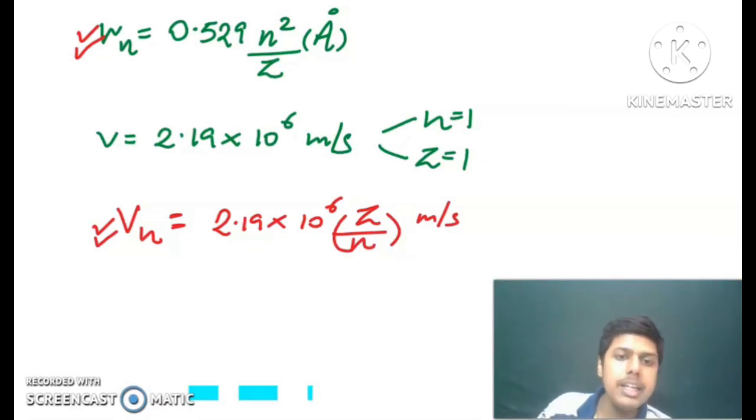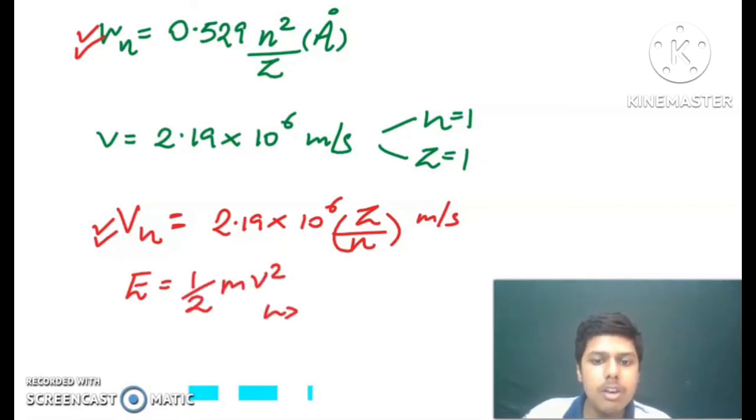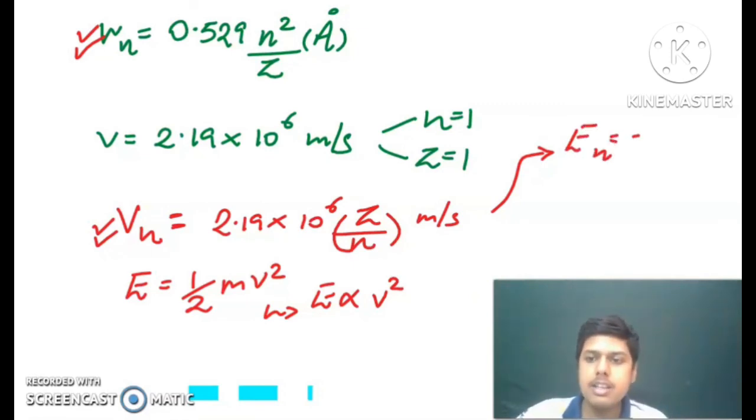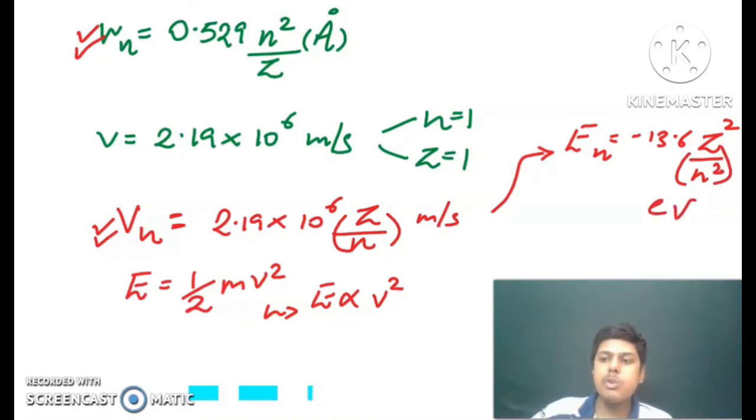Now similarly, let me tell you the formula of energy as well. Now see, as we know, the formula of kinetic energy is half mv square. That means from here, energy is directly proportional to the square of velocity. So what I can write from here is energy in the nth orbit can be written as minus 13.6 z square by n square electron volt. Now see, I have done z square by n square. As you can see, in the general formula of velocity there was z by n. Similarly, in the general formula of energy, there is z square by n square.